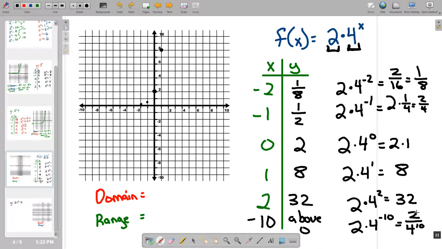And because I know that it's above 0, it tells me that it's going to be tiny, tiny, tiny, tiny right there, right as close to that line as we can possibly get, which means that all of these numbers are going to be above 0.